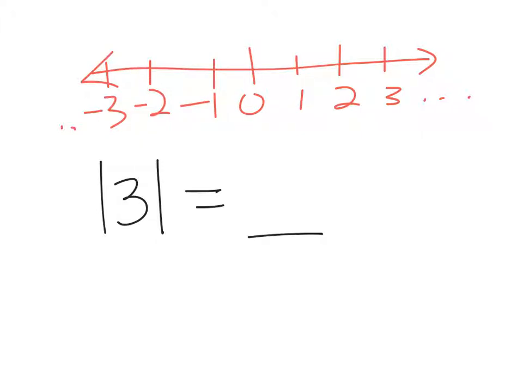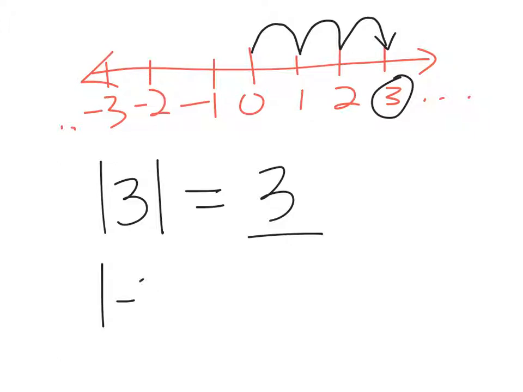This is asking for the absolute value of 3. The absolute value of any number is equal to its distance from 0 on the number line. So the absolute value of 3, here it is on the number line. If I were to count from 0, that would be 1, 2, 3 spaces away. So therefore the absolute value of 3 is just 3.